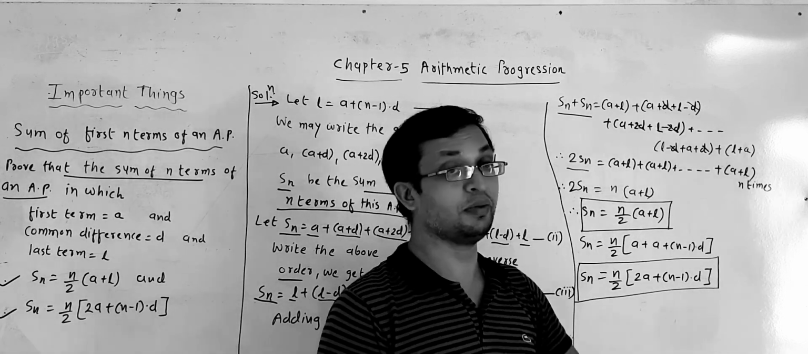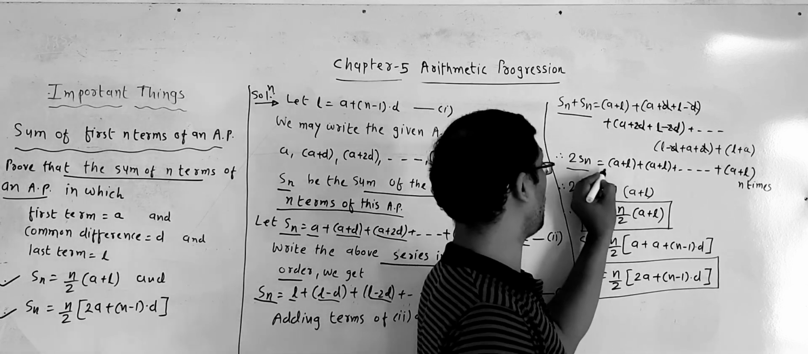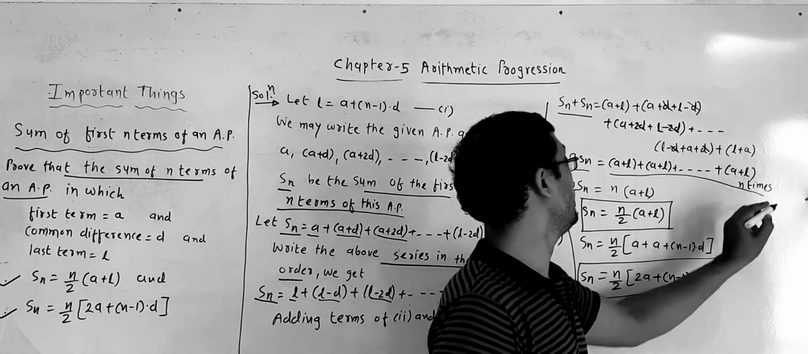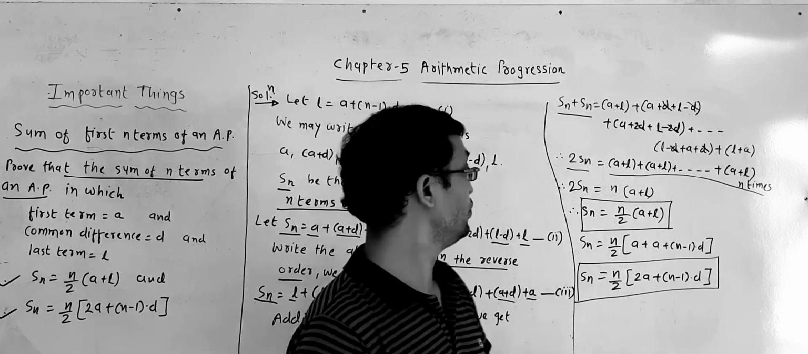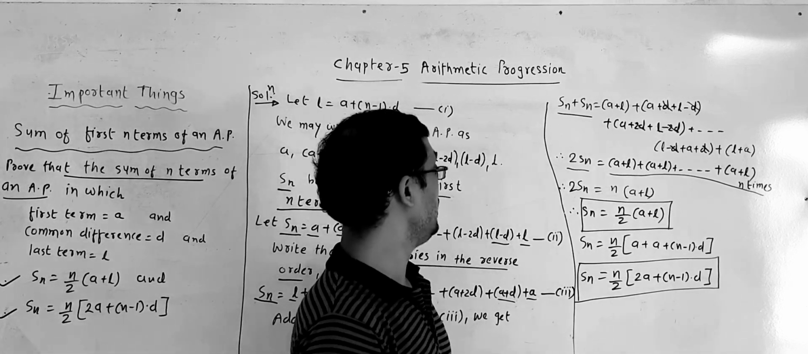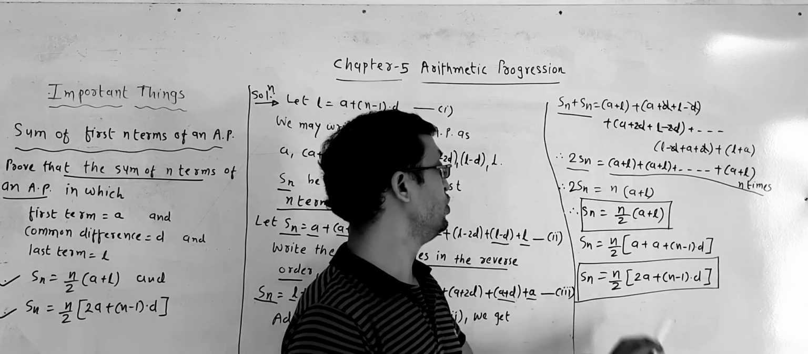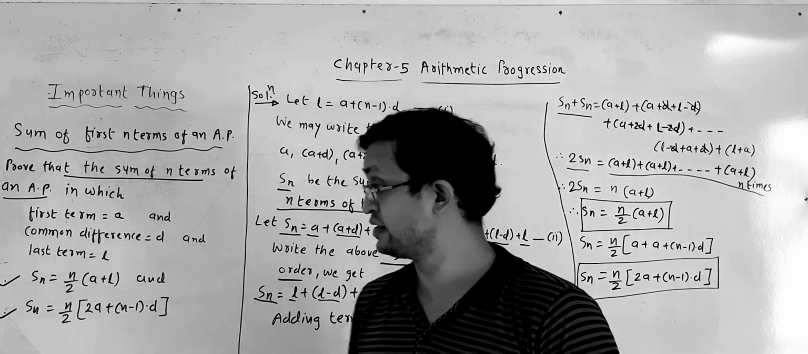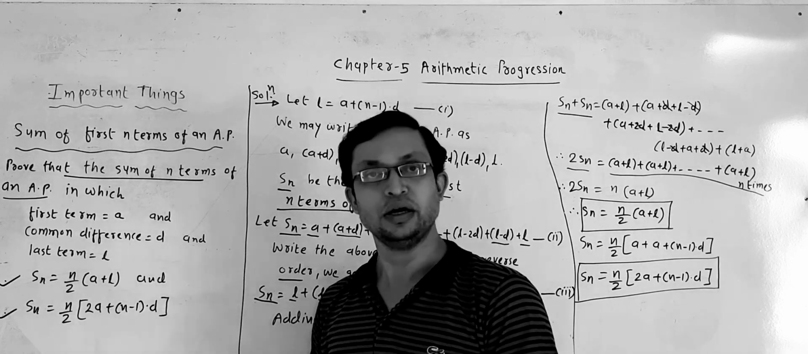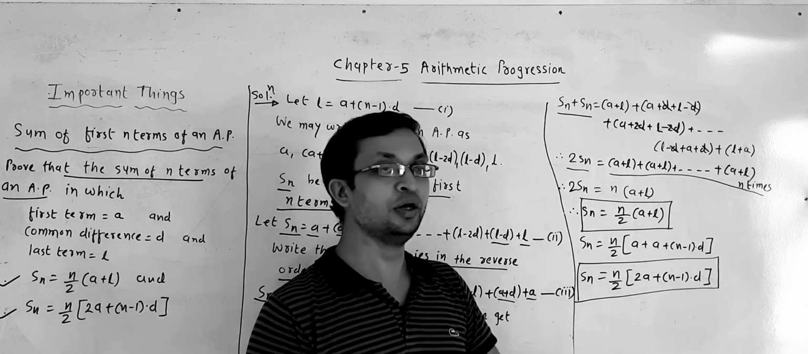a plus l कितनी बार आएगा? n times. Therefore n into (a plus l). Therefore 2Sn is equal to n times (a plus l), so Sn is equal to n divided by 2 into (a plus l). तो ये formula हमारी proof हो गई. Sn is equal to n by 2 (a plus l).